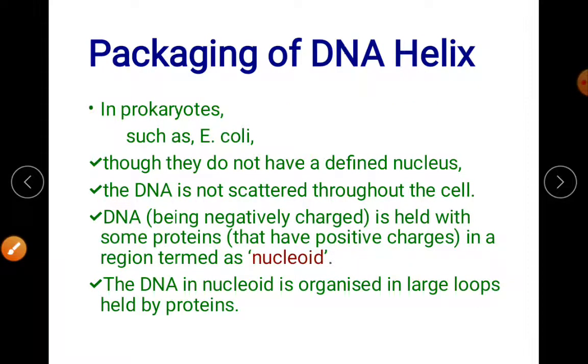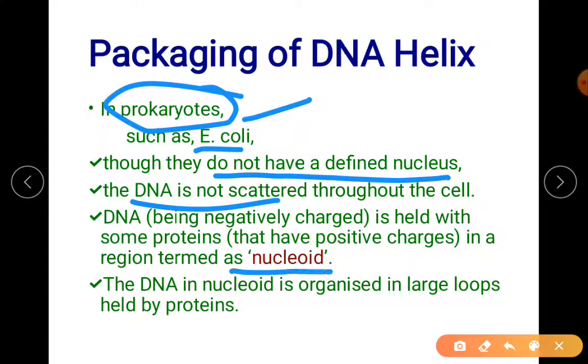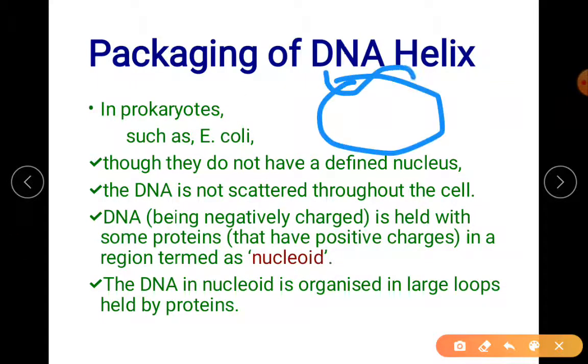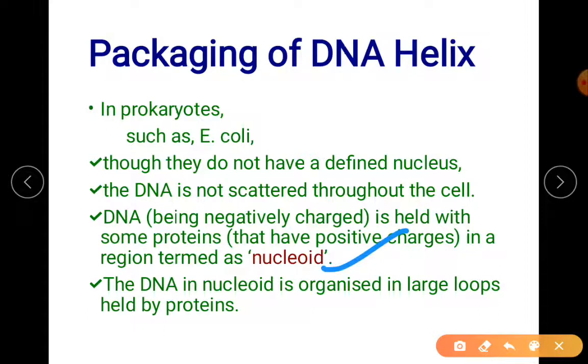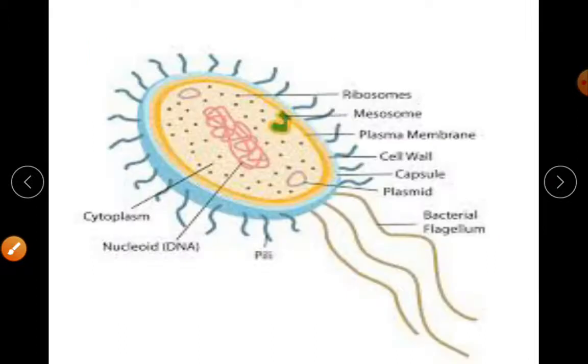Okay, so in case of prokaryotes, we are taking E. coli. Since you know prokaryotes, they do not have a definite nucleus. Okay, DNA will not be scattered, but they will be present as a circular structure called nucleoid. You might have remembered we draw in the bacteria this way. You might have remembered you draw a circular DNA. So that circular DNA is called as your nucleoid. So in that nucleoid, I'll just show you the picture. It has all the large loops held by proteins. Again, proteins are there. Observe here. So this is called as nucleoid.